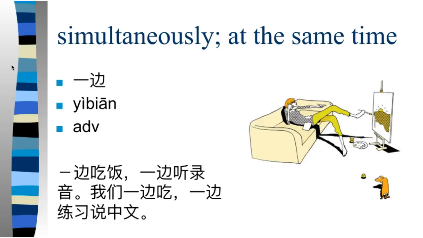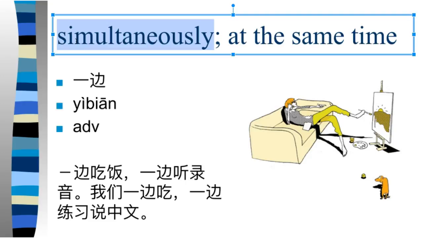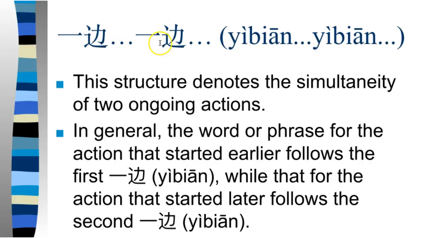我们的第四个生词是我们今天的语法点，一边。Literally, 边 means side. So like literally it's like side by side. But we would translate in English as simultaneously. So the structure is 一边 action 1, 一边 action 2. So as action 1 is happening, action 2 is also happening at the same time.